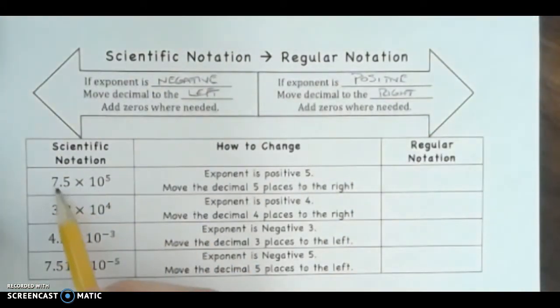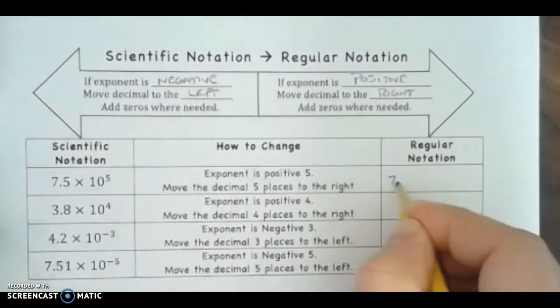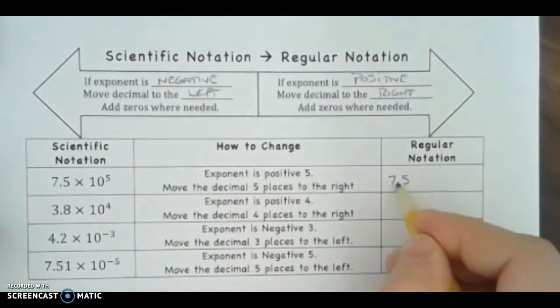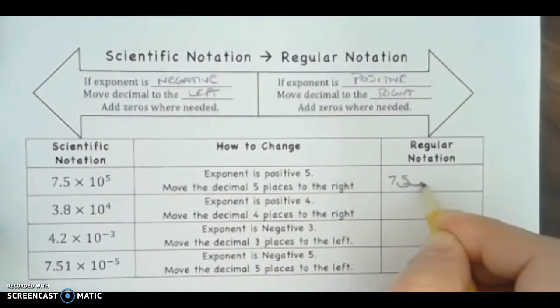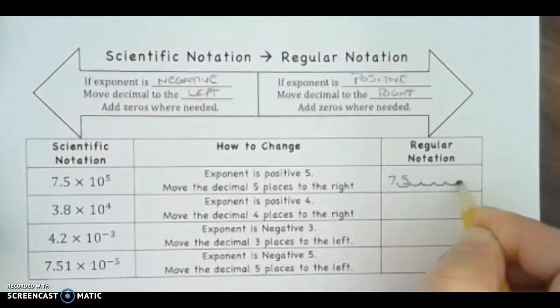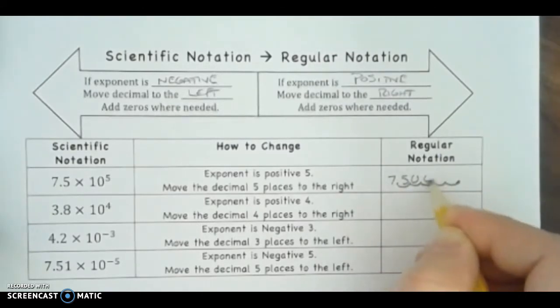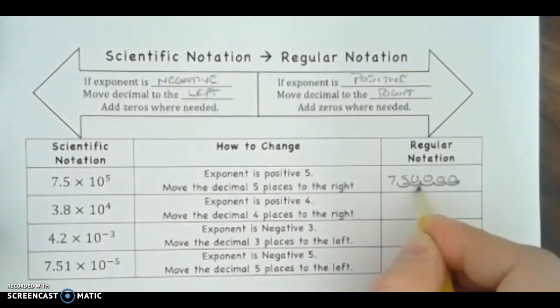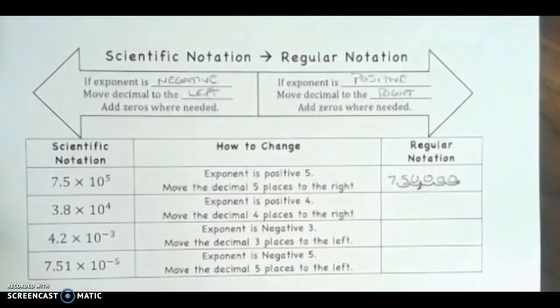Okay, so in this example, I have 7.5 multiplied by 10 to the 5th power. So I'm going to have my 7.5. And since the exponent is a positive 5, I'm going to move the decimal 5 places to the right. So I'm going to go once, twice, 3, 4, and 5 times. All these empty spaces I'm going to fill with a 0. And 1, 2, 3, I'm going to put a comma right there. This is the number 750,000.